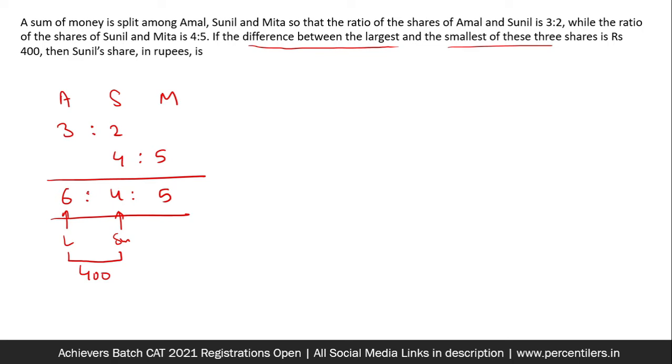Okay, right now you see that the difference is 2 units. So if 2 units is 400, that implies 1 unit is 200. So the amounts are 1200, 800 and 1000. Okay. We have been asked Sunil's share. We have it already. 800 rupees is the answer.